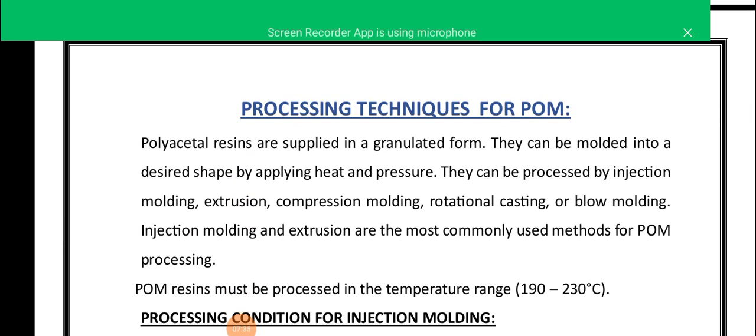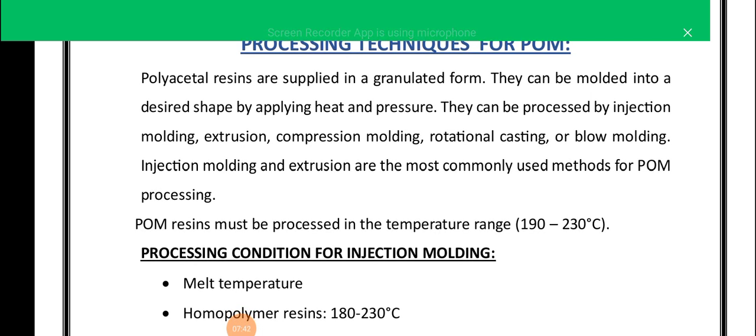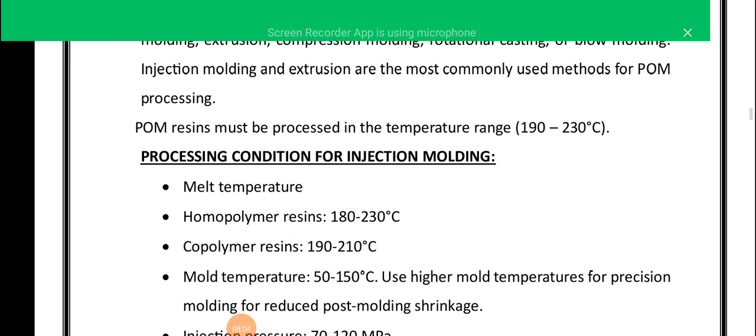Now we study the processing techniques for polyoxymethylene. Polyacetal resins are split into small particles. They can be molded into different shapes by applying heat and pressure. They can be processed by injection molding, extrusion, compression molding, rotational casting, or blow molding. Injection molding or extrusion are the most commonly used methods for polyoxymethylene processing. Polyoxymethylene resins must be processed in the temperature range of about 190 to 230 degrees Celsius.